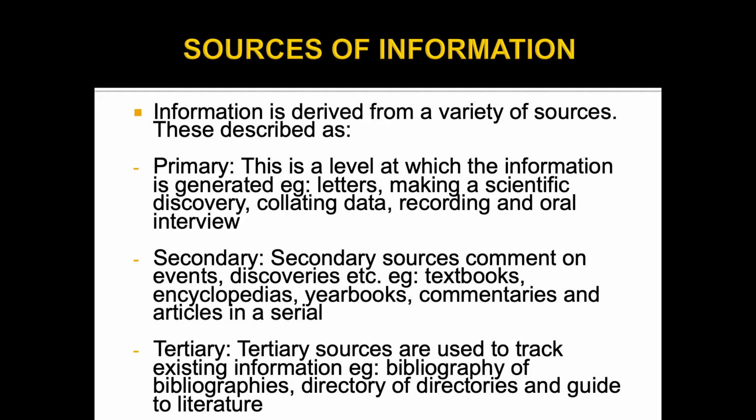Next, sources of information. Information is derived from a variety of sources. Basically, there are three types of information sources. There are primary, secondary, and tertiary information. Primary information is the level at which the information is generated.